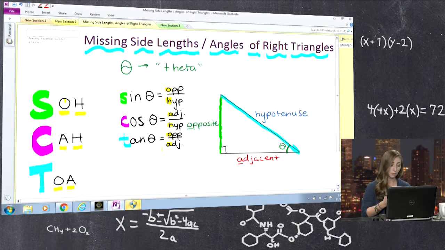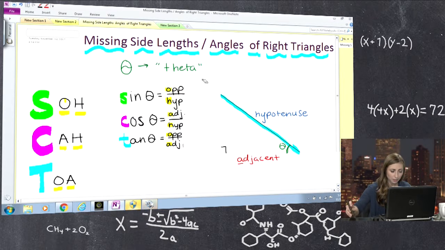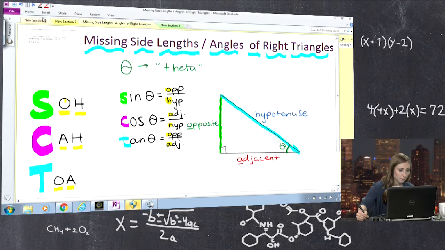Now here's how we can use it. We're going to talk about a very quick example on how to use these definitions to help you find missing side lengths or missing angles of triangles. It should be noted that this only works for right triangles. There are other ways that you can find missing side lengths and angles of triangles that are not right triangles, but this only works for right triangles. So what we do with this, and I'm going to make up a little example here with some missing side lengths.